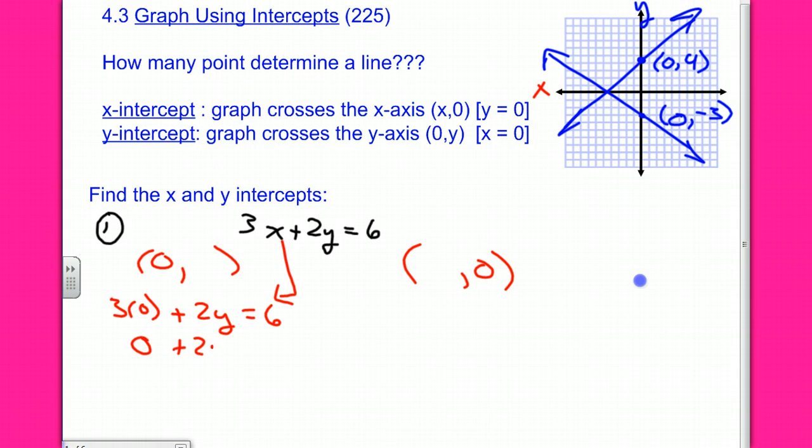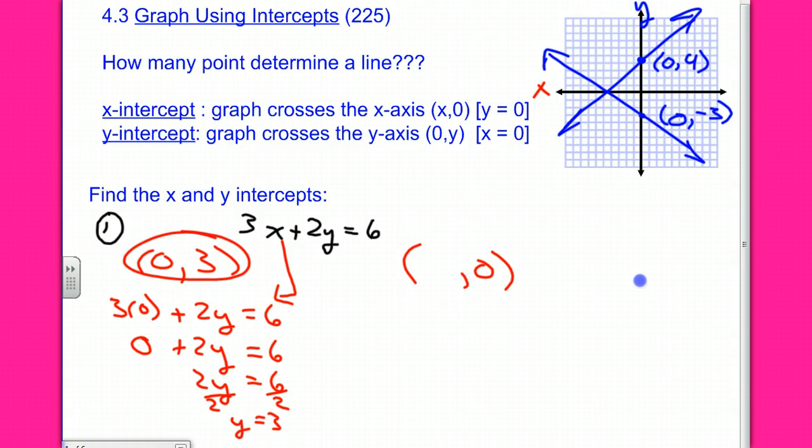So 0 plus 2y equals 6. So just 2y equals 6, right? And so how do we find y? And what do we have? Y equals 3. There it is, 3. We found it. Walk 0, walk nowhere, and fly 3. So again, this is our y-intercept.